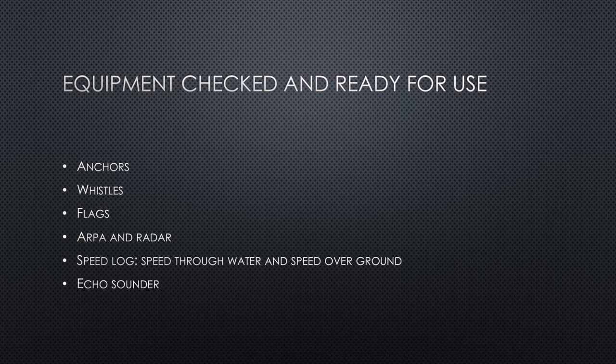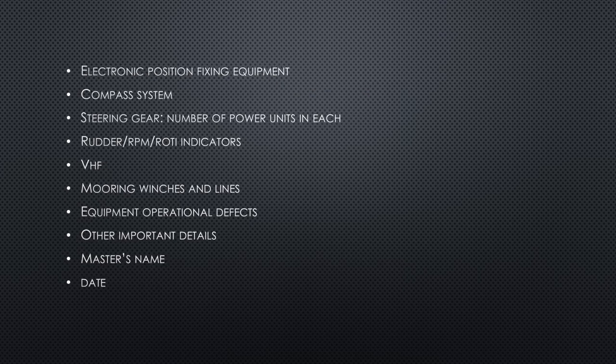Then the details of the equipment which are available and ready for use, such as anchors, whistles, flags, the ARPAs and radars, the speed log details, which basically include the speed through water and speed over ground, the echo sounder. So basically this is a list of the bridge equipment available on the ship. And then the electronic position fixing equipment, which is like a GPS, or it could also be electronic plotters. Then you have the compass system, whether you have gyro, magnetic, or both compasses, the details of the steering gear, where you will include the number of power units in each of the steering gear. Then the rudder, RPM and rate of turn indicators available on the bridge, the location of these, and the VHF, the mooring winches and lines, the equipment operational defects.